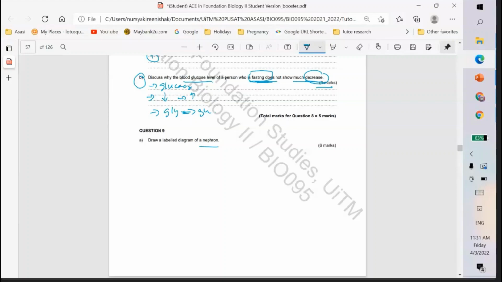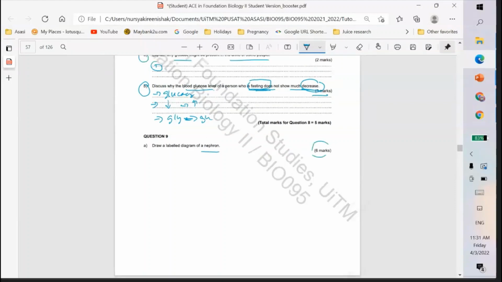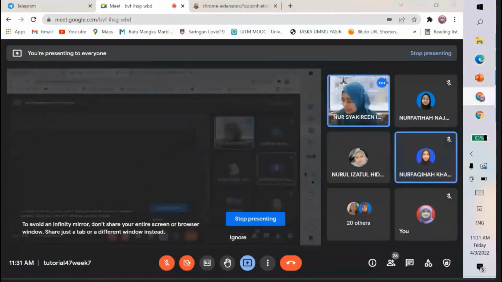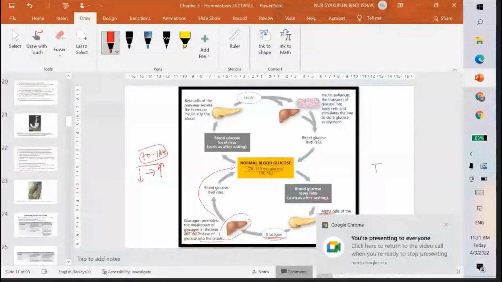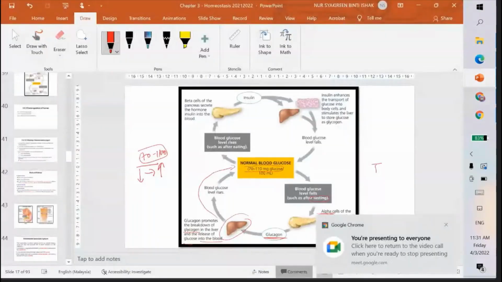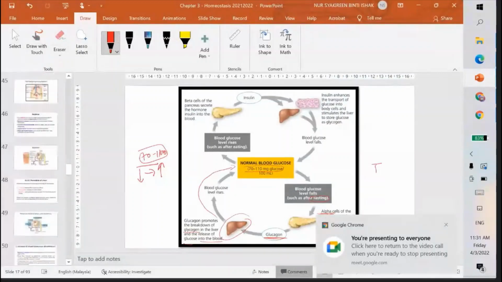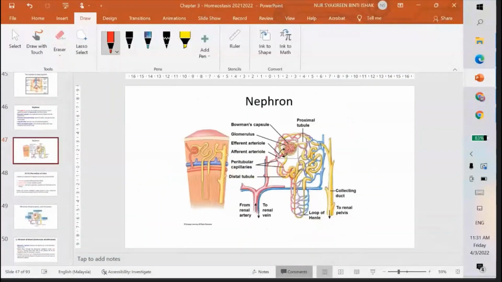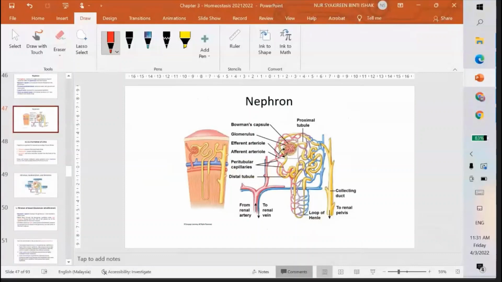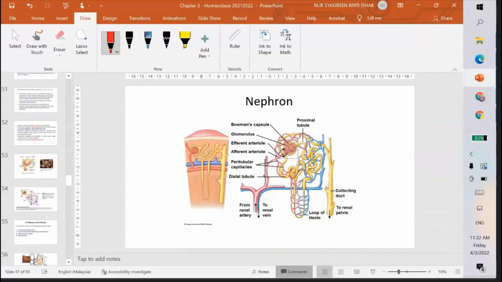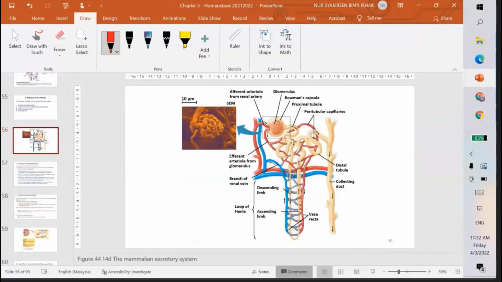Okay. So if you have all the structures in the correct sequence, so I expect you to know the proper structure of a nephron. Okay. So you got all the 6 points here. So you just refer to the structure of nephrons. Ini tak berapa cantik sangat. Kita ambil gambar ni lah. Okay. So make sure.